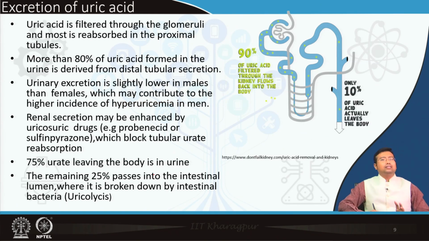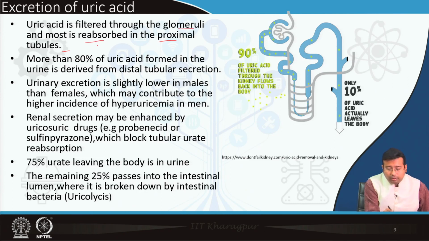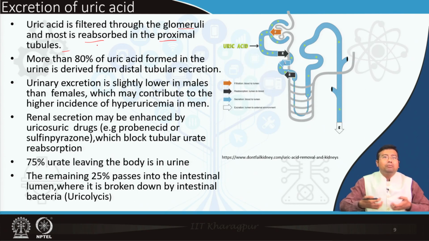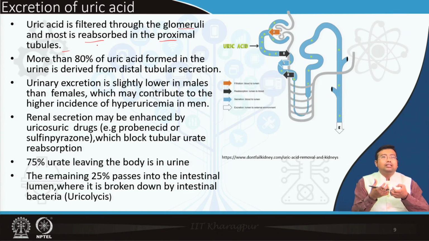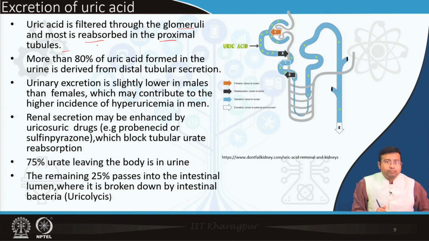Now, you see uric acid is actually filtered through the glomerulus, right? It is coming out, but the majority is getting reabsorbed in the proximal convoluted tubule. However, urine has got uric acid. Uric acid is a normal constituent of urine. So, where is that uric acid coming from if more than 90% is absorbed? It is because it is also secreted. So, uric acid is also secreted in the tubule.